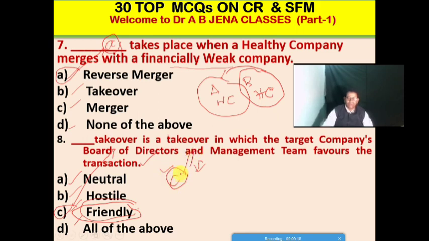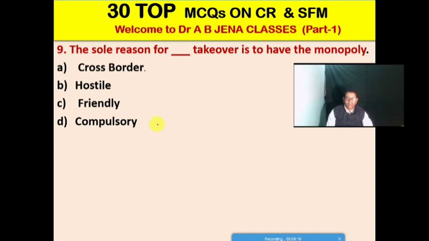So next MCQ, the sole reason or the main reason for dash takeover is to have the monopoly. A, it's the cross border. B, it's the hostile. C, it's the friendly. D, it's the compulsory. Friends, so A is the right option for this MCQ.